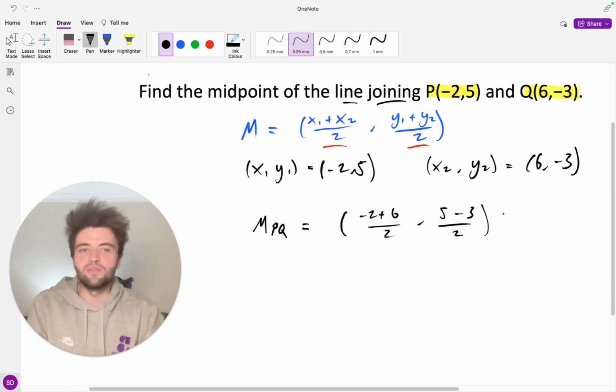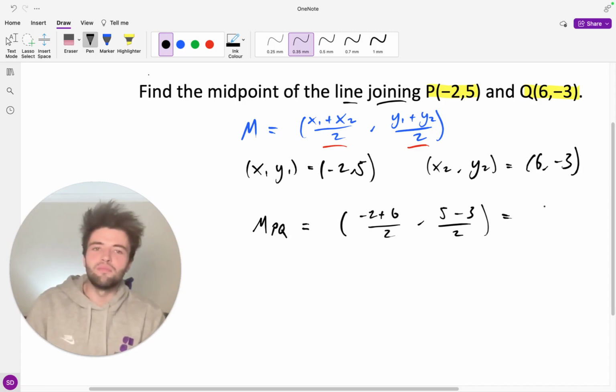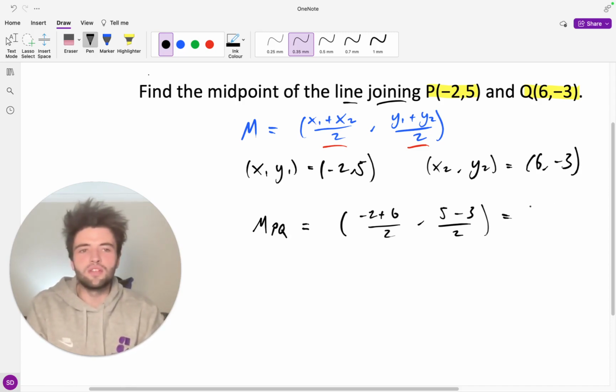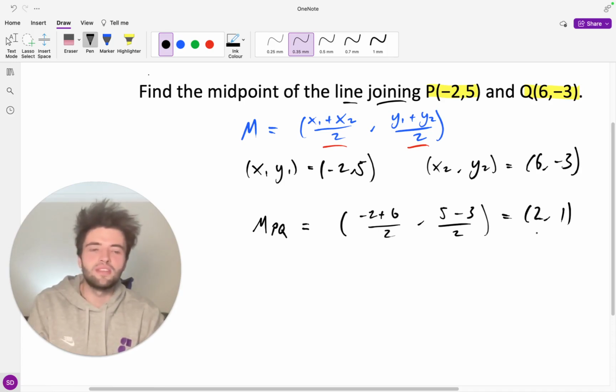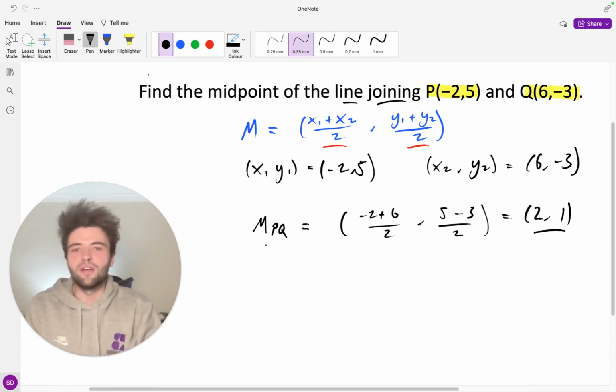And so now that we've covered that, we can basically simplify this. So we've got minus 2 plus 6 over 2, which is going to be 4 over 2. So that's going to be 2. The midpoint of these 2 points, P and Q, is going to be the point, or the coordinate 2, comma 1. So that's going to be our final answer here, and that's it for this question.